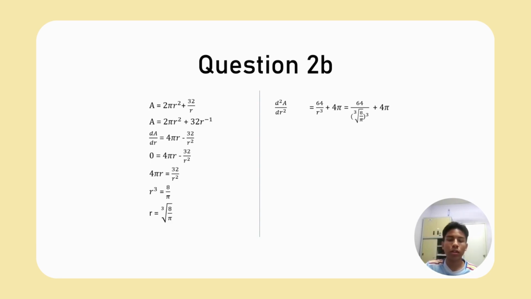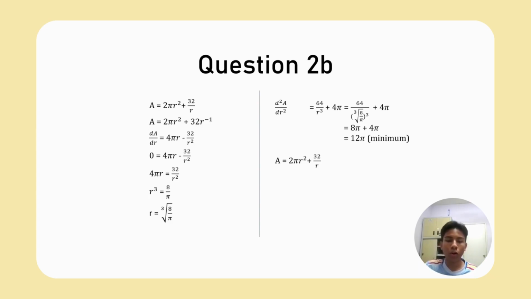Then we insert the value of r into the second derivative. So we get 64 over, in brackets, the cube root of 8 over π, to the power of 3, plus 4π. We get the answer 8π plus 4π, and then it's 12π. Because it's positive, it is the correct minimum answer.